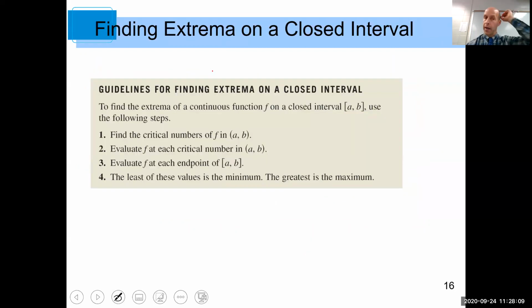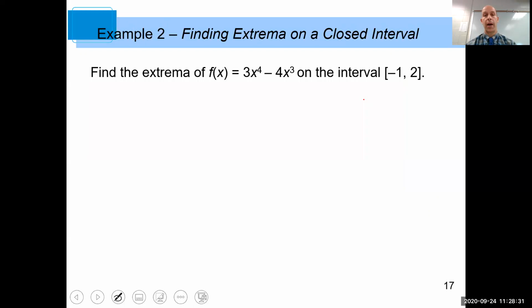So here are our guidelines. Number 1, for finding extrema: find the critical numbers of the function on the open interval. Evaluate the function at each critical number. Evaluate the value of the function at the endpoints, and then the least of these values is going to be the minimum. And by the way, I should note, this is on a closed interval, and the greatest will be the max.